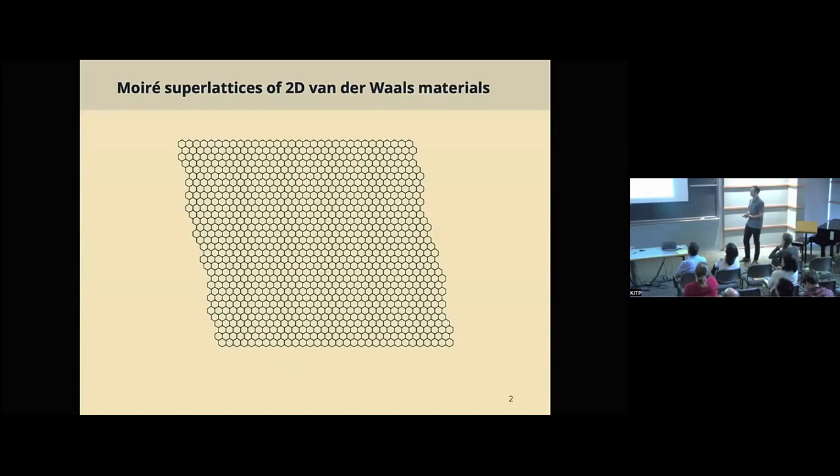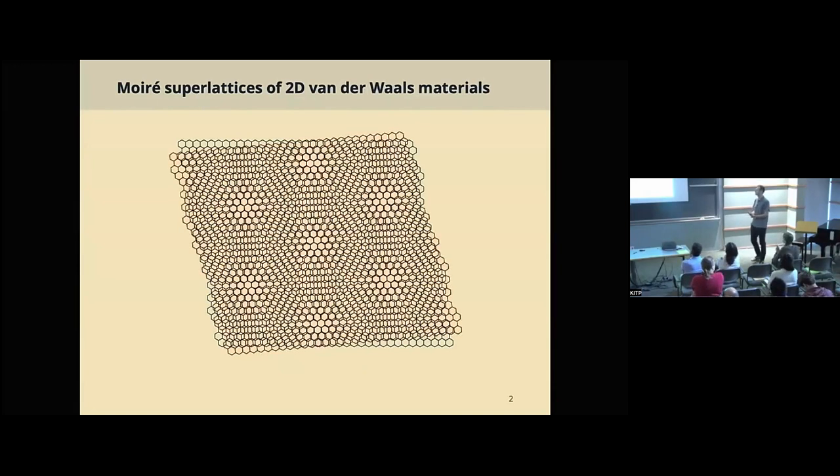So the main motivation here has been already presented by Kinfai Mack, so I can be very brief, but in general, we want to study these Moiré superlattices of 2D van der Waals materials, so you assemble two layers at a finite twist angle. And why is this interesting coming from a magnetism standpoint? Well, basically, by creating this Moiré superlattice, you're creating an emergent lattice of these Moiré sites, and the lattice constant of this emergent Moiré lattice scales roughly inversely proportional to the twist angle.